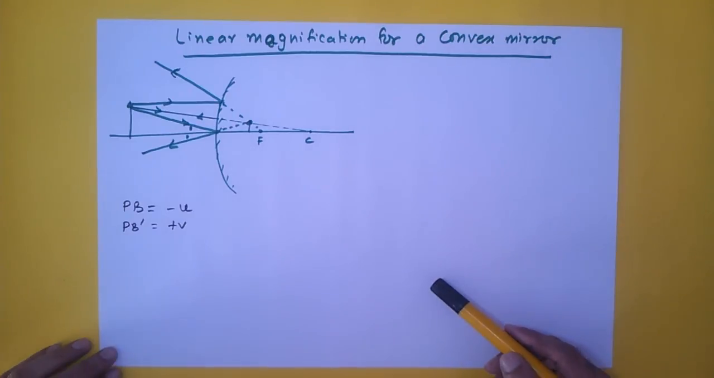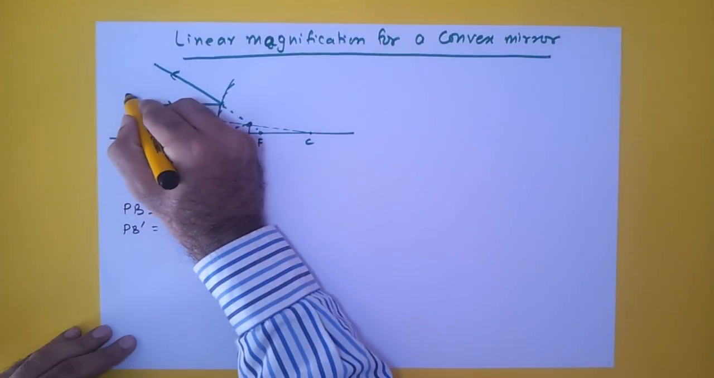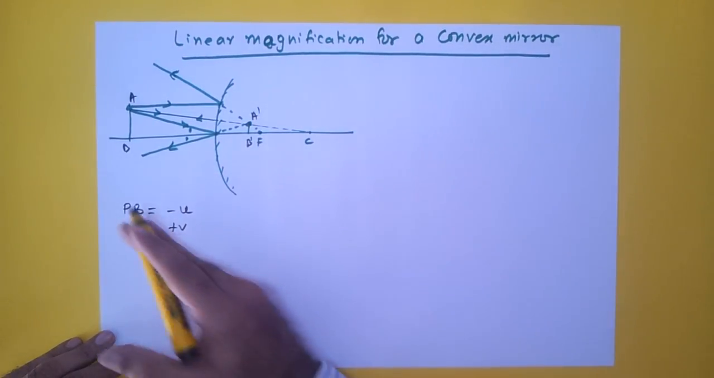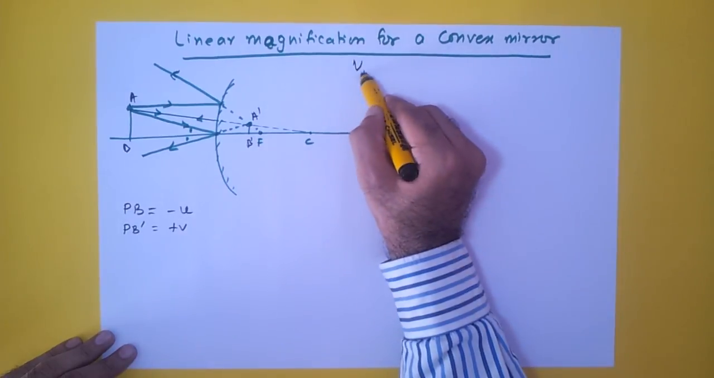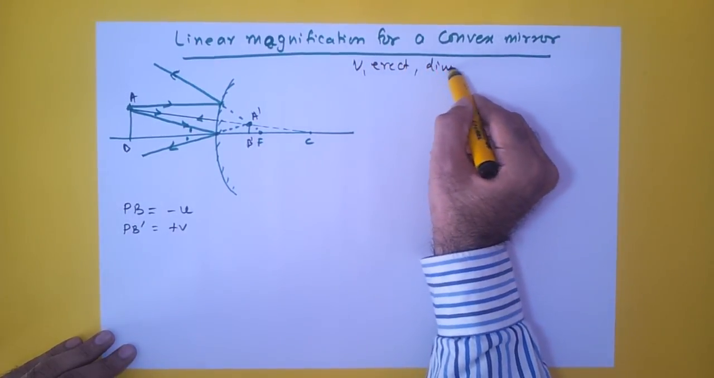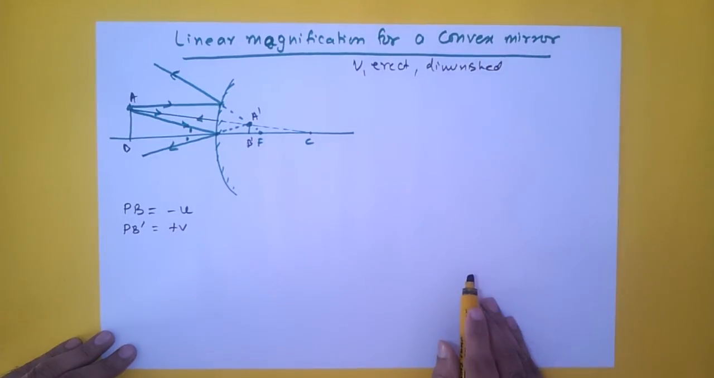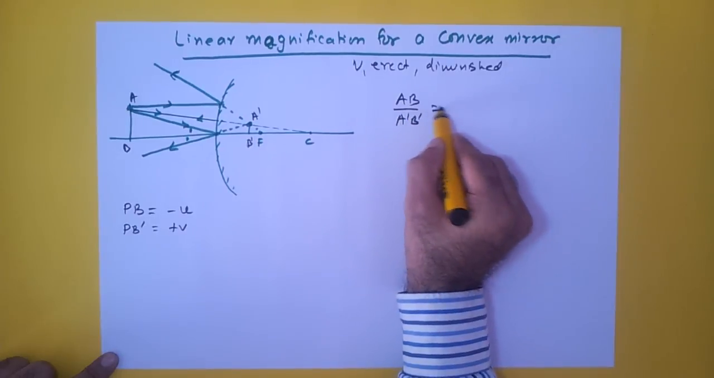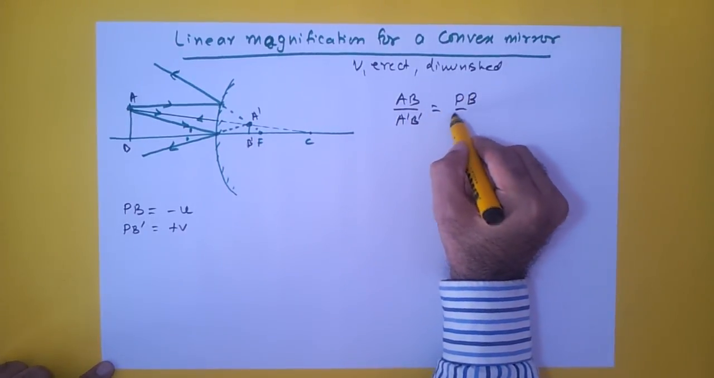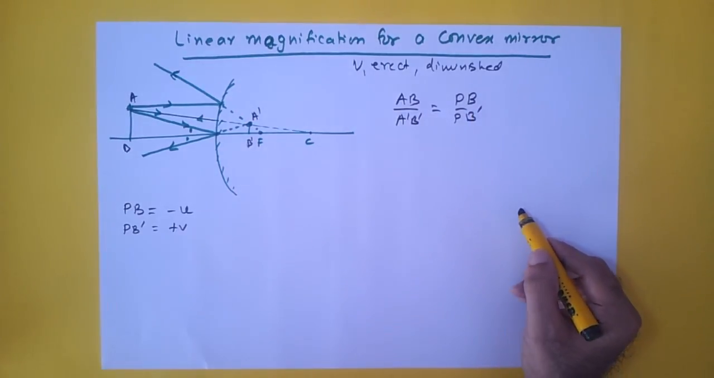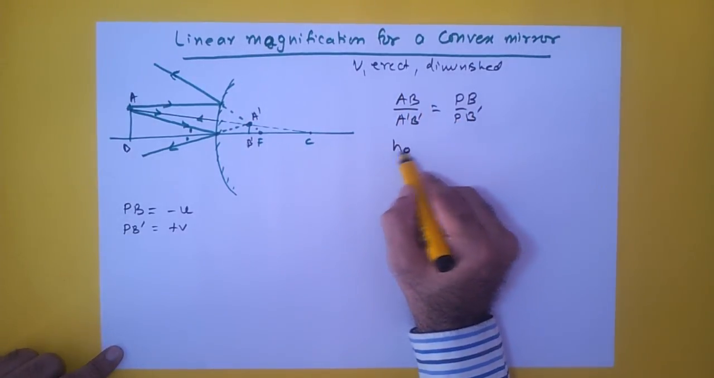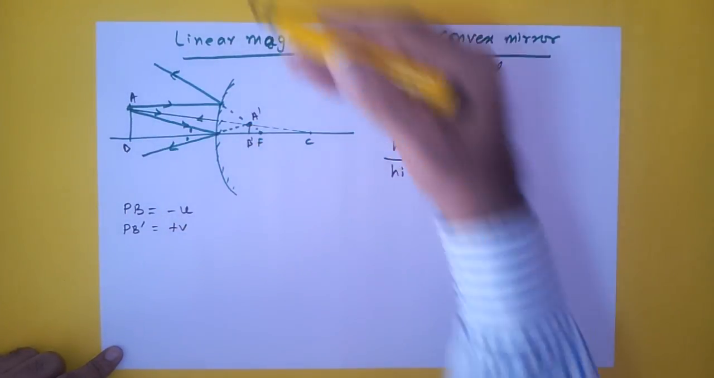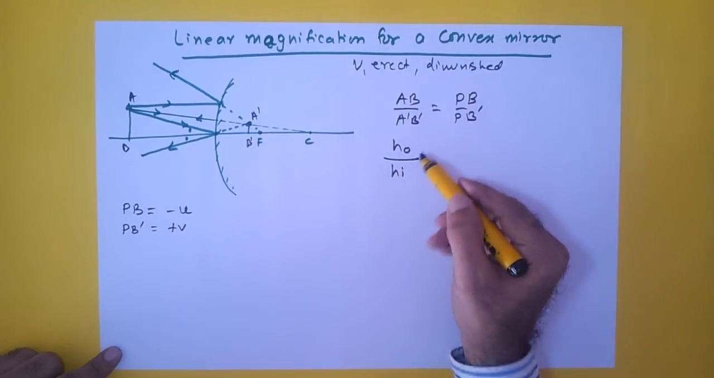Again, we have the same diagram over here. Right? We have this A, B, and we have A dash, B dash. In case of convex mirror, we know that the image is always virtual, erect, and diminished or smaller. Now, again, if I use the same equation, AB upon A dash B dash is equal to PB upon PB dash. AB will be H of object, this will be Hi. Both will be positive because both object and the image are above the principal axis. The image is erect, so Ho and Hi are both positive.